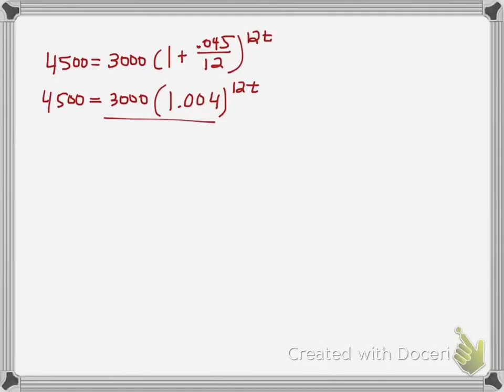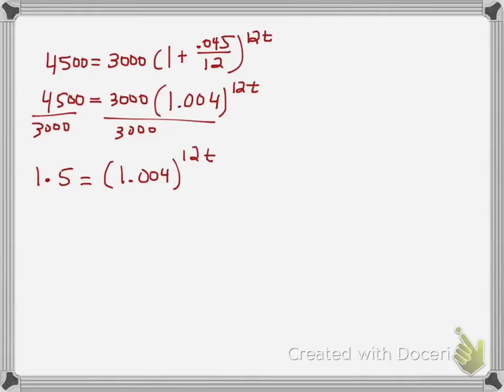Now, if we're going to convert this from an exponential equation, which it's in, to a log equation, you have to get rid of the 3,000. So divide both sides by 3,000. And 4,500 divided by 3,000 is 1.5. And now we're equal to that 1.004 raised to the 12t. This is perfect. This is exactly what we want.